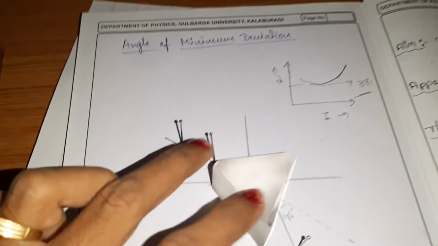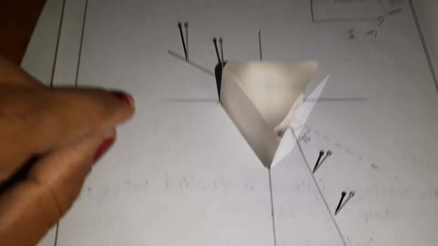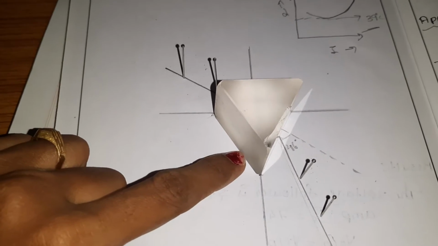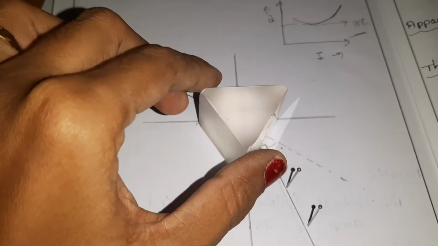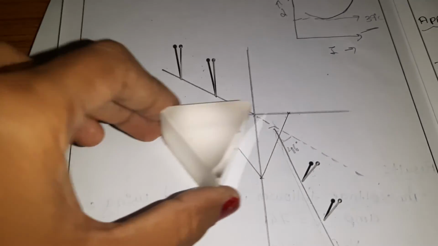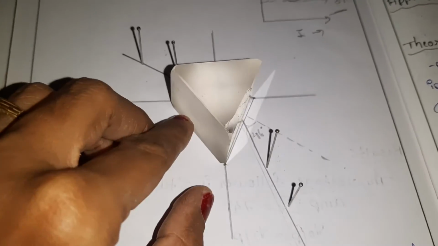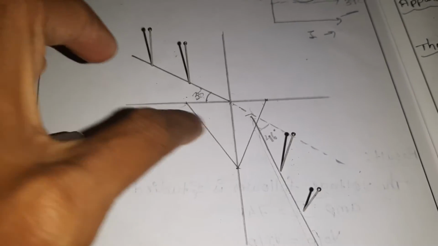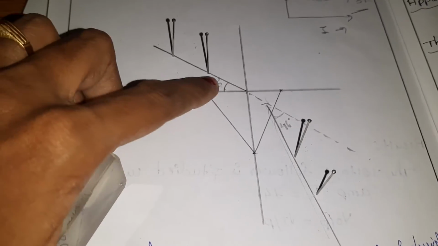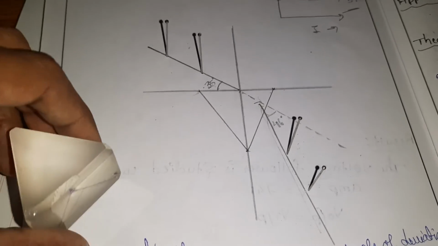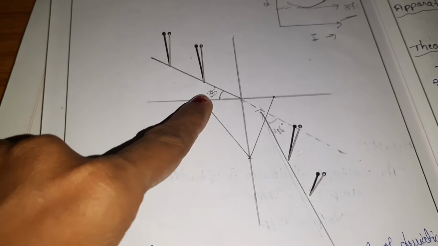So first, what you have to do is take the prism and keep it on this cardboard with a white sheet. You can use the white sheet for drawing the diagram. Then note the points of the corners of this prism and draw the diagram, and use the protractor to measure the angle. For different angles of incidence you can calculate the angle of minimum deviation.